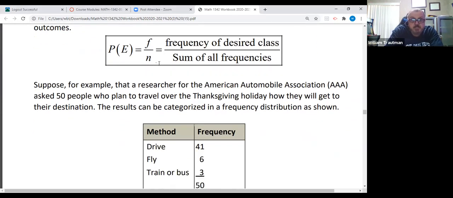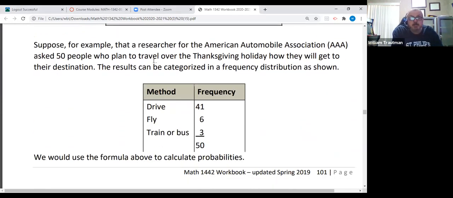So if we come down here, suppose for an example, a researcher of the American Automobile Association asked 50 people. When you add these three up, there are 50 people total. Total is 50. For example, for those who plan on traveling over Thanksgiving, how will they get to the destination? So here's a table that talks about their destination.